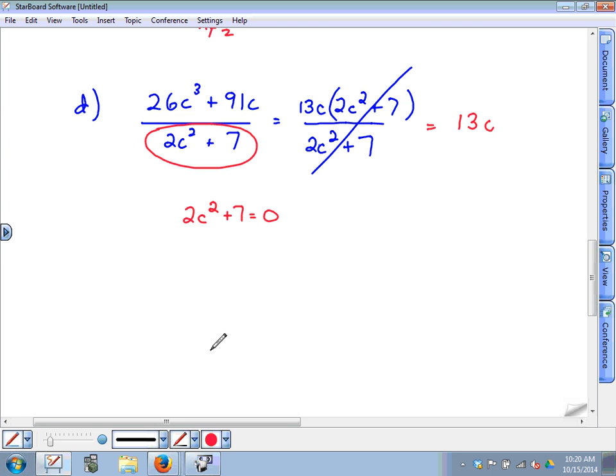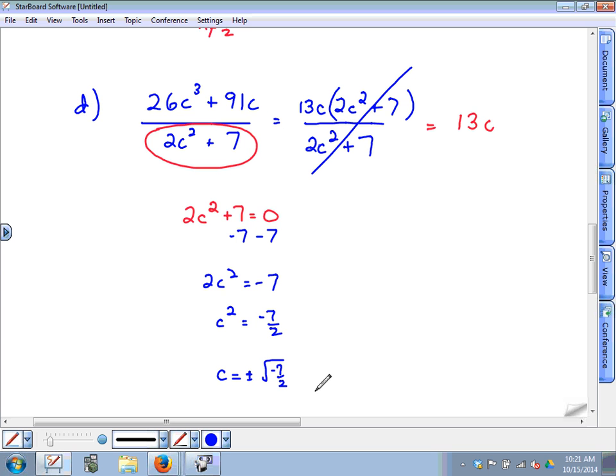So let me show you something else. That might have gone a little over some of your heads. If we tried to solve this, we would get this, right? And then if we divided by 2, we would get this. But then what would we have to do? And then you'd have to square root. So c equals plus or minus the square root of negative 7/2. What happens when you square a negative?